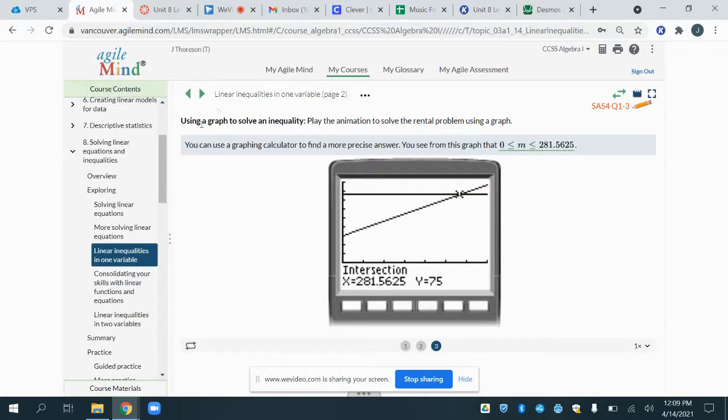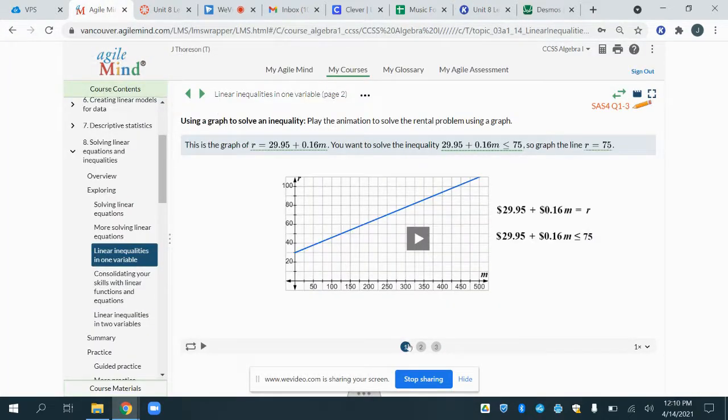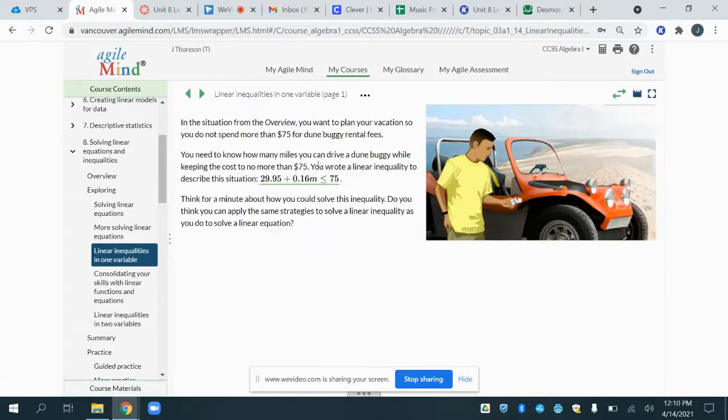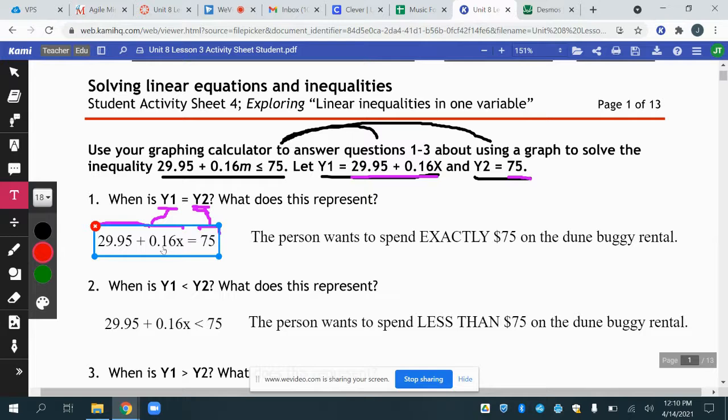So we're talking about the dune buggy problem from earlier. That was the guy dune buggying, and it cost $29.95 to rent the dune buggy and 16 cents per minute, and he's got $75. Those are where these numbers are coming from, just for the record. So here's the cost: this is how he finds out what he's getting charged. $29.95 plus 16 cents for every minute. And then $75 was the amount of money he has to spend.